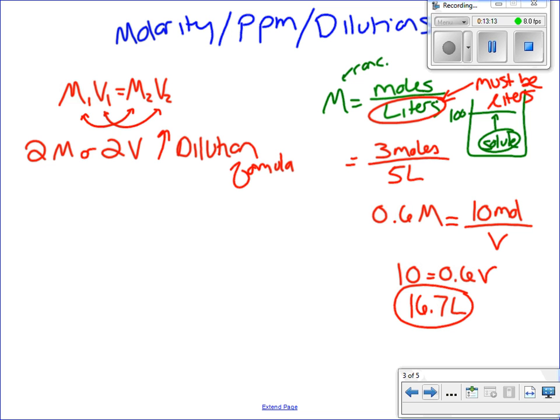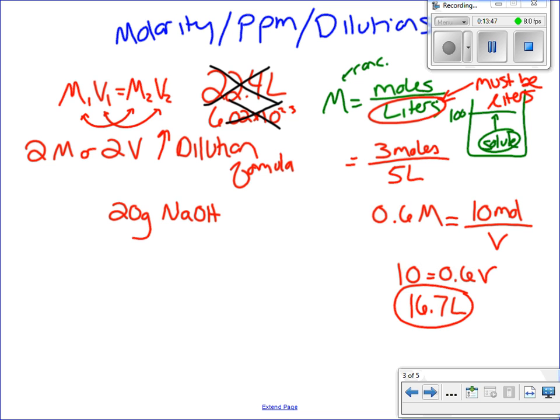Additionally, nowhere in this unit will you use 22.4. Absolutely not. Nowhere in this unit will you use 6.02 times 10 to the 23rd. That's how many things are in a mole. I don't care how many things. You will not use either of those. The only thing you might actually use is grams to moles. So if I say I have, I guess that weighs 40. If I have 20 grams of sodium hydroxide in 1 liter of solution, what's my molarity?